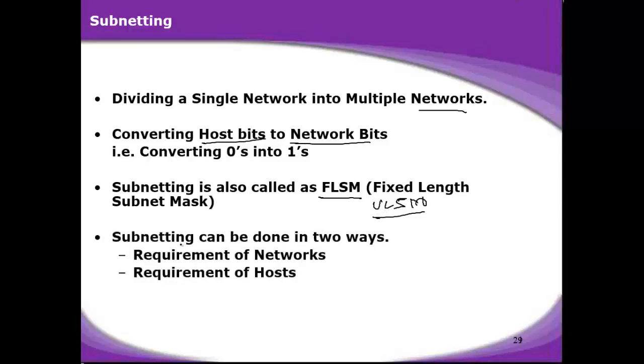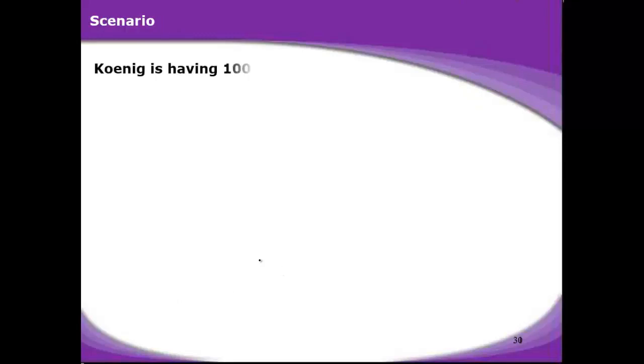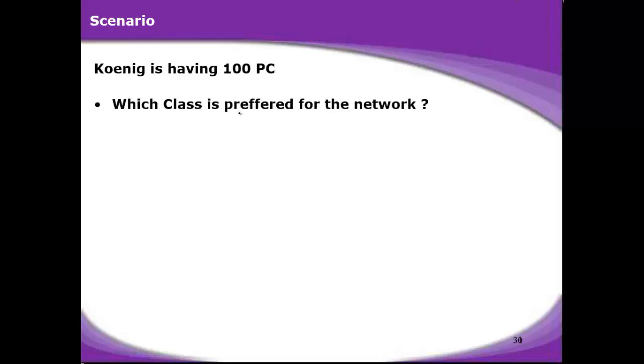So you can calculate subnetting in two ways: if you are given with requirement of networks and if you are given with requirement of hosts. So let's say you have a company and that is having 100 computers requirement. So the question is, which class is preferred for the network? Because class B gives you a big address space and you don't require that much, that's why you go with the class C, which gives you 254 hosts per network.